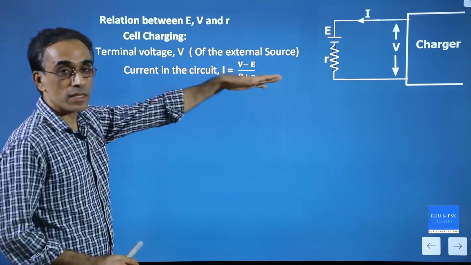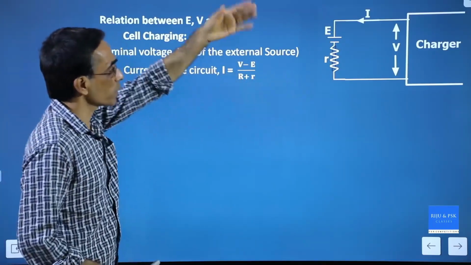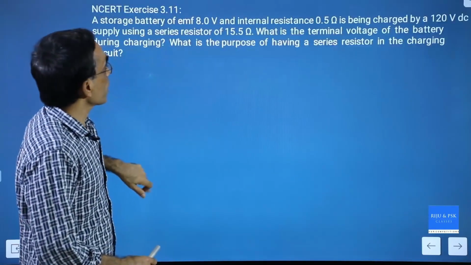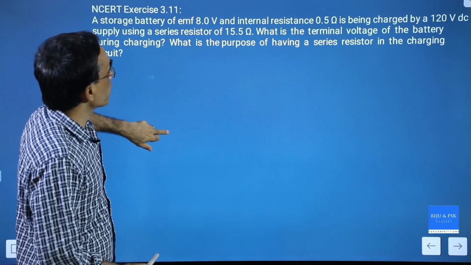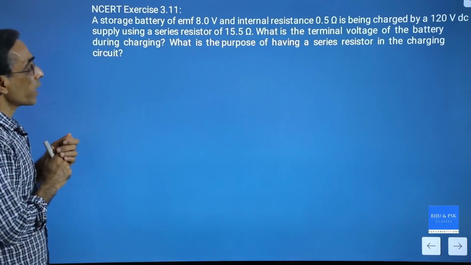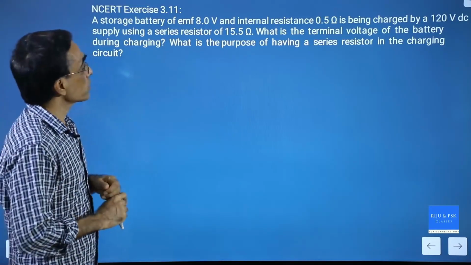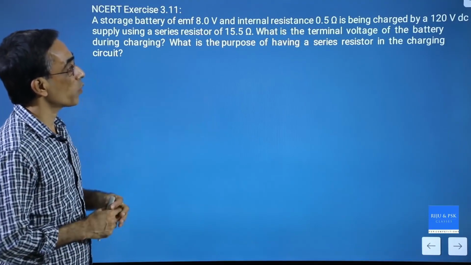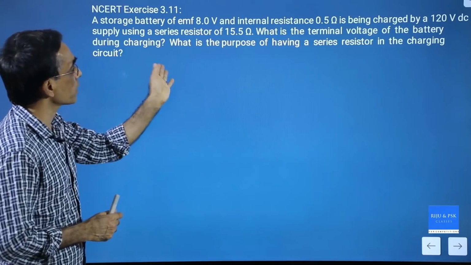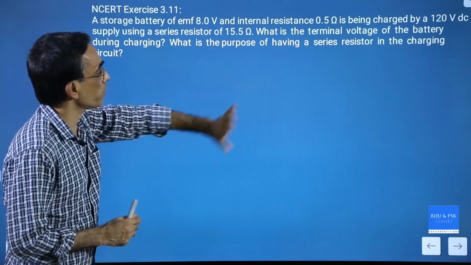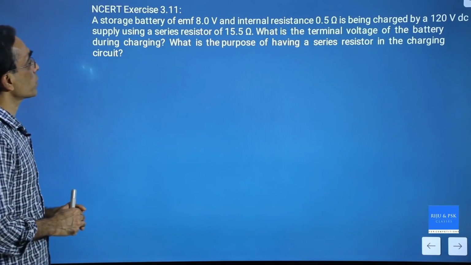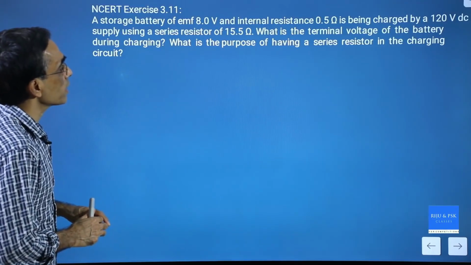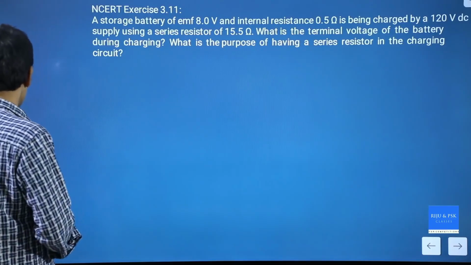Now more on charging: you need an external charger. The terminal voltage is more, so current will flow into the cell. Fine. Now this one. A storage battery of EMF 8 volt and internal resistance 0.5 ohm is being charged by a 120 volt DC supply using a series resistor of 15.5 ohm. What is the terminal voltage of the battery during charging? What is the purpose of having a series resistor in the charging circuit?